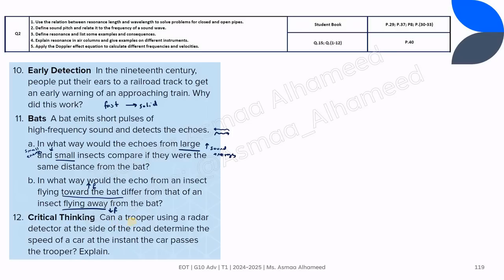Question 12. Can a trooper using a radar detector at the side of the road determine the speed of a car at the instant the car passes by? Explain.